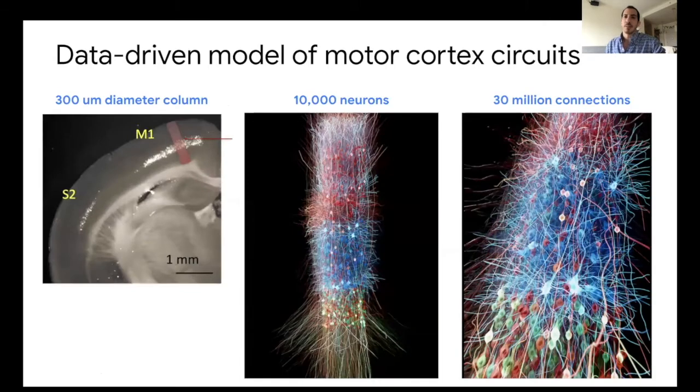So what we did is combine experimental data from over 40 papers from mouse motor cortex to build a detailed simulation of the motor cortex circuits. Here I'm showing what this model consists of. It reproduces a cortical column in motor cortex of around 300 micrometers wide. It contains approximately 10,000 neurons and about 30 million synapses.